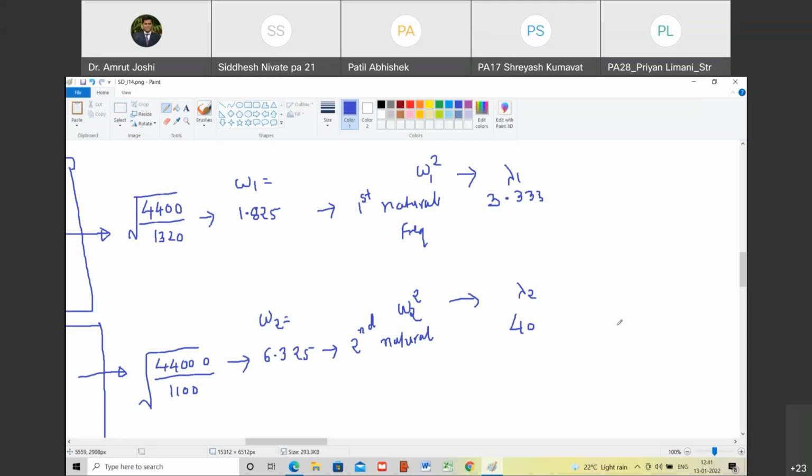So what is the summary? When you solve eigenvalue problem for M inverse k, the eigenvalues give you square of their natural frequencies when expressed in radian per second. Are you with me? Yes, sir. What is unit of this? It is in radian per second. What is unit of this? It is in radian per second.